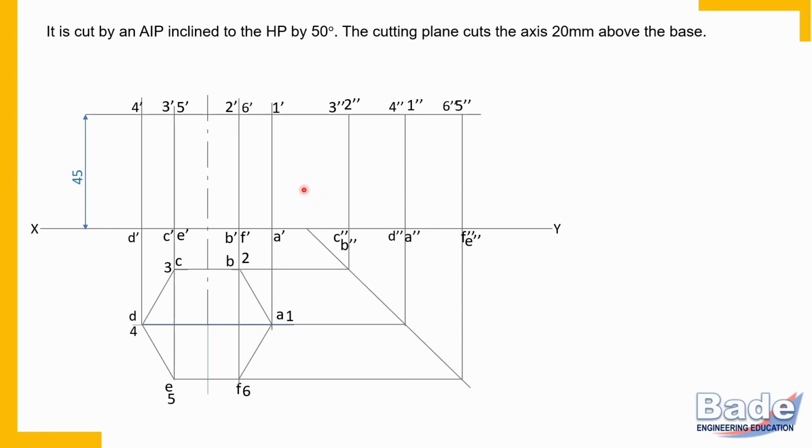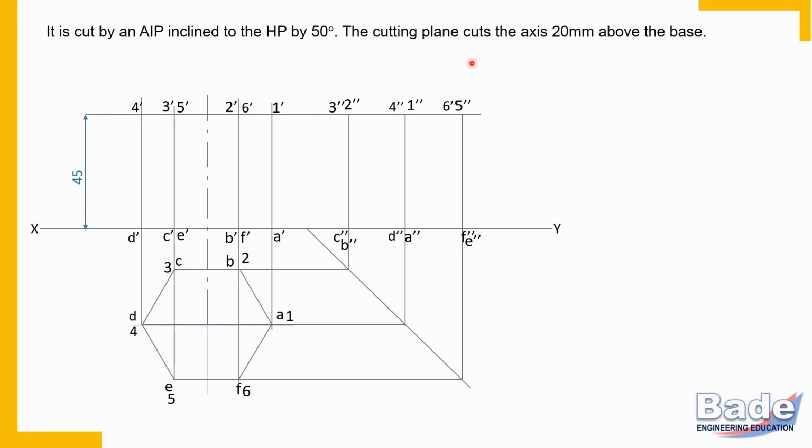Now, second important step is to locate cutting plane. It is cut by an AIP. It is a plane perpendicular to VP. So we should draw cutting line in front view. It is at an angle 50 degrees. So we'll draw cutting line at an angle 50 degrees.